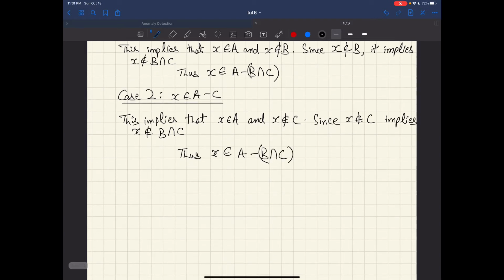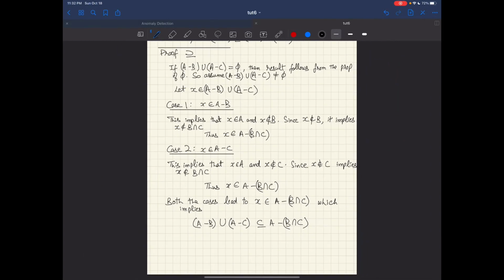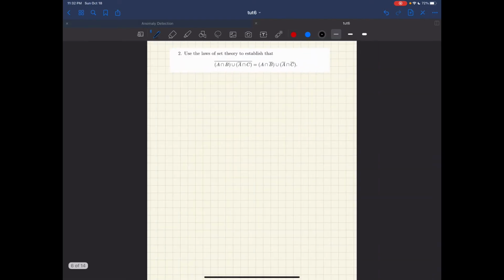Now, both the cases again lead to the same conclusion, which is X belongs to A minus B intersection C. This implies A minus B union A minus C is a subset of A minus B intersection C. Therefore, we proved left-hand side is a subset of right-hand side and vice versa.